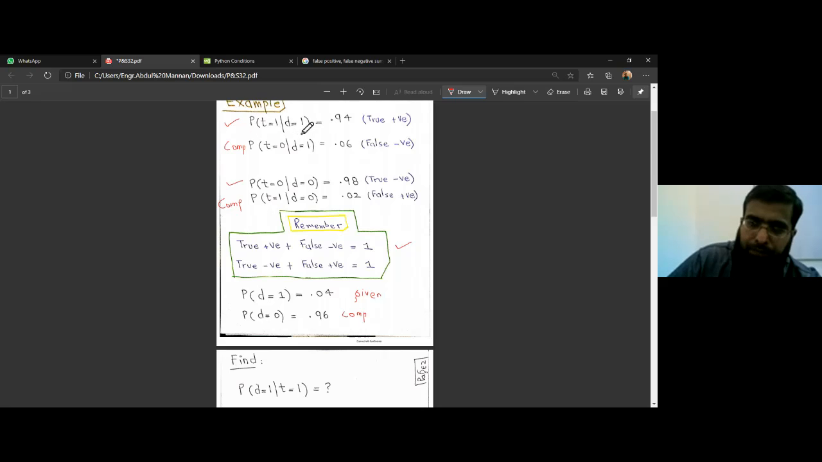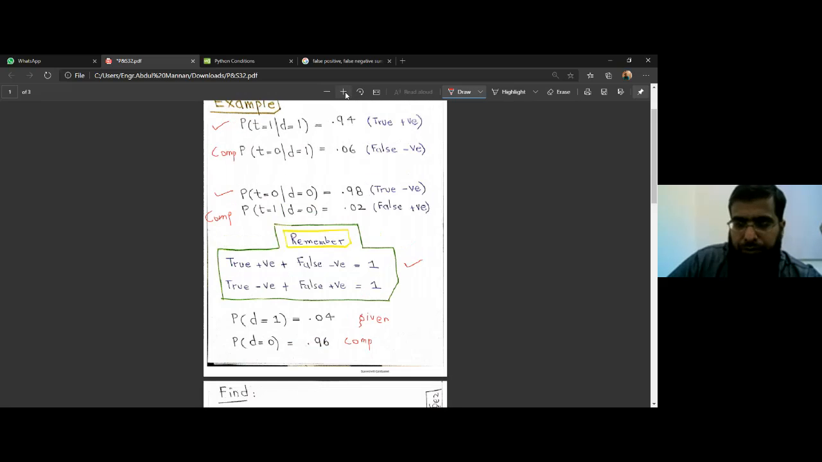In this term, we are given that the disease is there, and what is the probability that the test detects it positive. Here we are given that the test detects it positive. What is the probability that the disease is actually there? So this probability is the reverse of that probability. So how would you compute that?